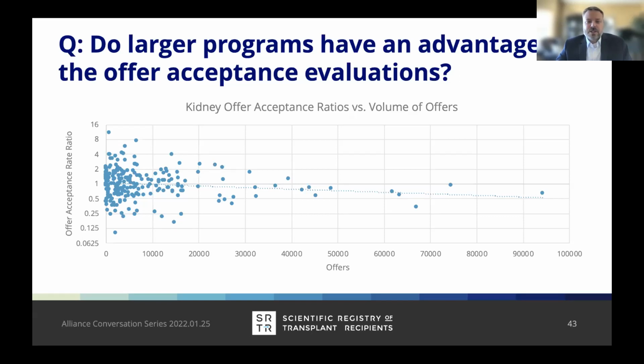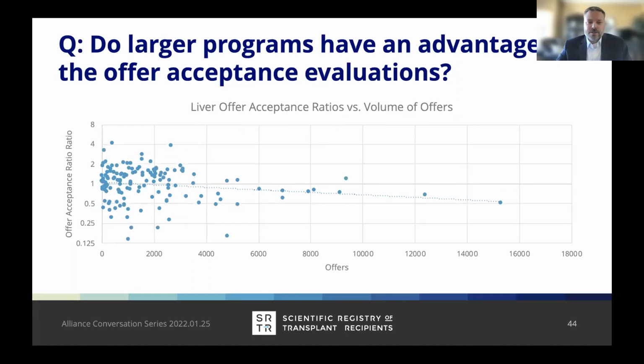And in my head, there's a chicken and egg problem here, because maybe their lists are very large because they are not accepting offers at the rate that their peers are. But certainly it doesn't trend in the direction that most people would assume, that large programs are going to have an easier time looking good on this metric simply because they are large.